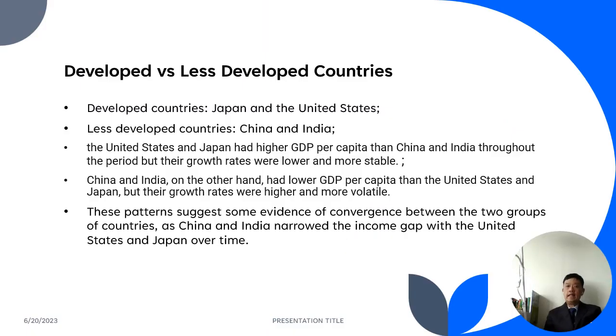In this section, I selected two countries from each group: the United States and Japan for the rich group, and China and India for the poor group. The result shows that the United States and Japan had higher GDP per capita than China and India throughout the period, but their growth rates were lower and more stable. China and India, on the other hand, had lower GDP per capita than the US and Japan, but their growth rates were higher and more volatile. This suggested some evidence of convergence between the two groups of countries, as China and India narrowed the income gap with the United States and Japan over time.